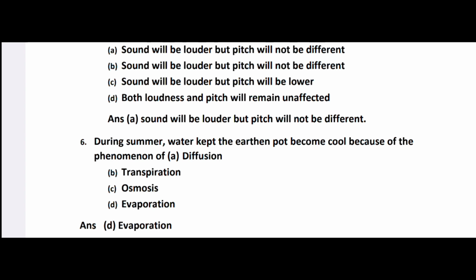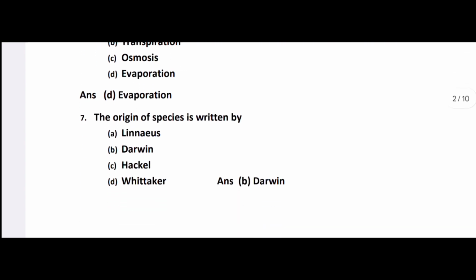Question number 6. During summer water kept in the earthen pot becomes cool because of the phenomena of what? A diffusion, B transpiration, C osmosis, or D evaporation. So my dear student, evaporation is the right one.